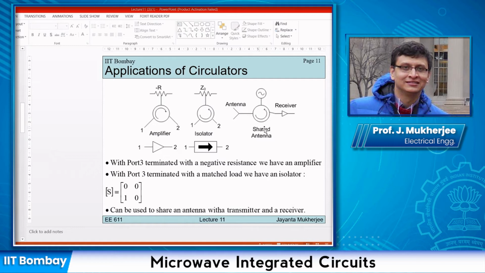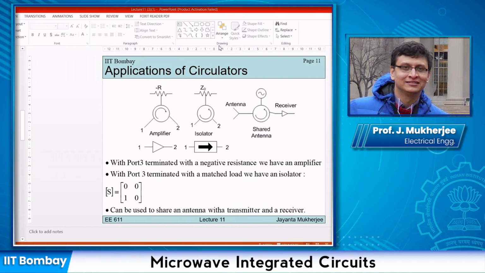Instead of that, this is a system that could be used where any signal received by the antenna is sent to the receiver along one path, and the transmitter will send signal to the antenna through a different path. The two paths do not match, and therefore there is no chance of mixing. So these are some applications of a circulator. So with that, we come to an end to this part on circulators. In the next part, we'll be covering power dividers.